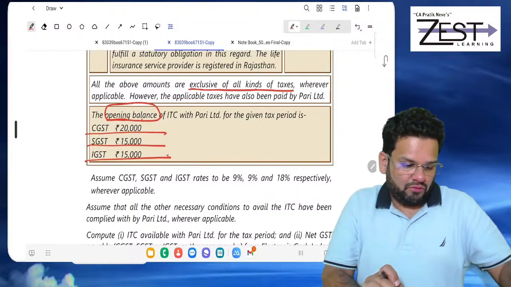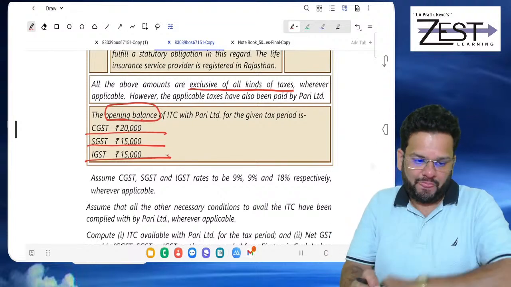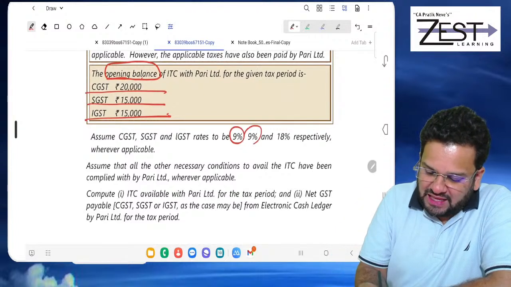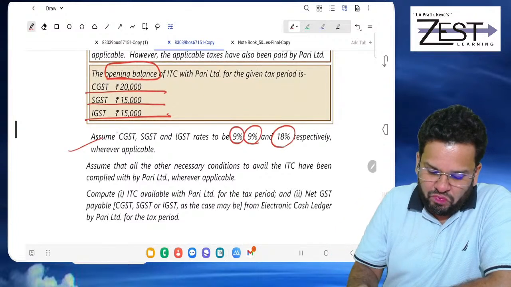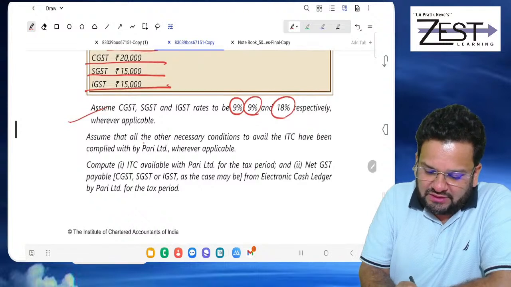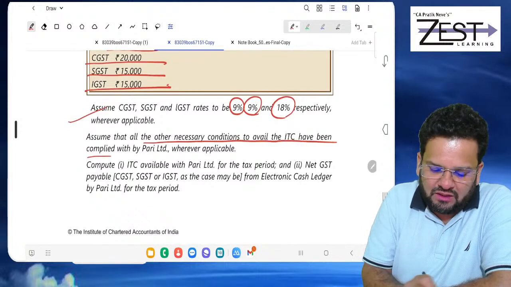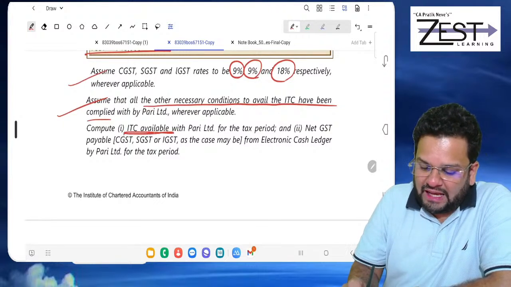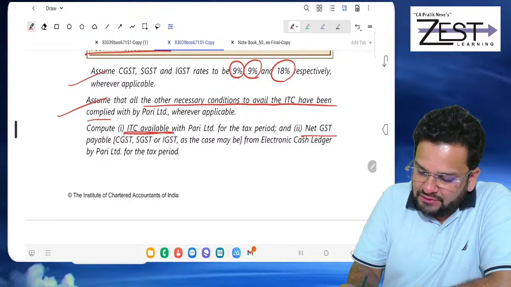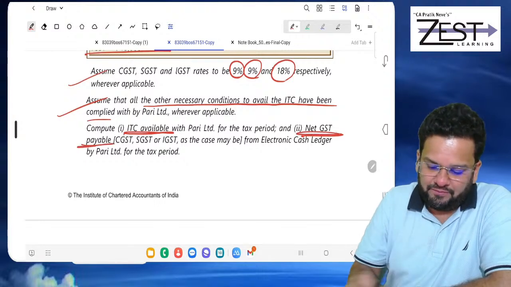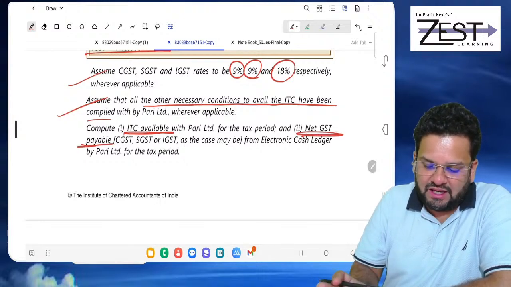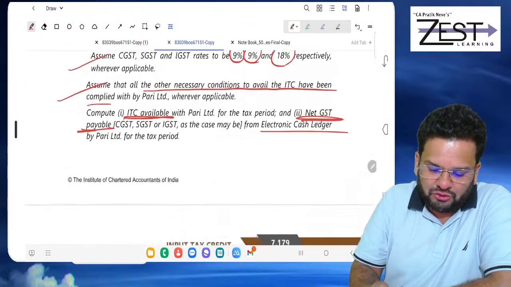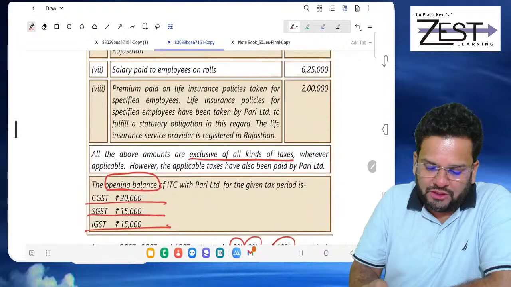Very good, Ashima. Very smart. CGST, SGST, IGST is 9, 9 and 18%. Assume that all other necessary conditions to avail ITC have been complied. Compute ITC available for the tax period and net GST payable, as the case may be, that is C, S or I, from electronic cash ledger. Very good. So all of you got the question.